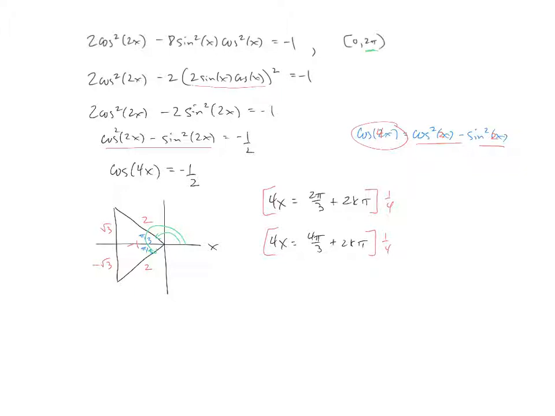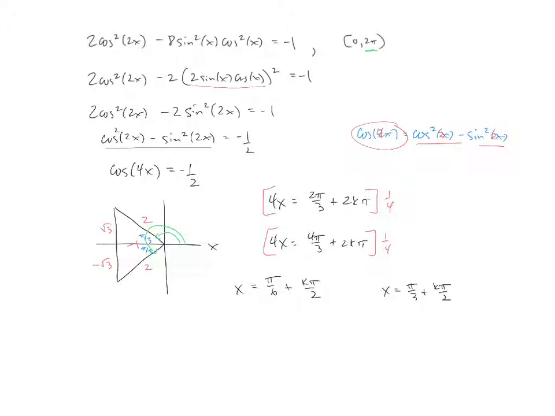So the first answer gives us x equals, and when I divide that by 4, I'm going to get pi over 6 plus k pi over 2. And for the second one, I'm going to get x equals pi over 3 plus k pi over 2. Now, I realize I'm given a finite number of answers, but notice how I've significantly decreased the 2 pi over 3 to pi over 6 and the 4 pi over 3 to pi over 3 when I divided by 4.